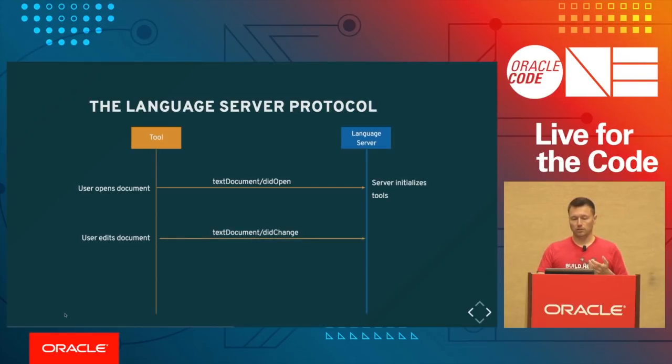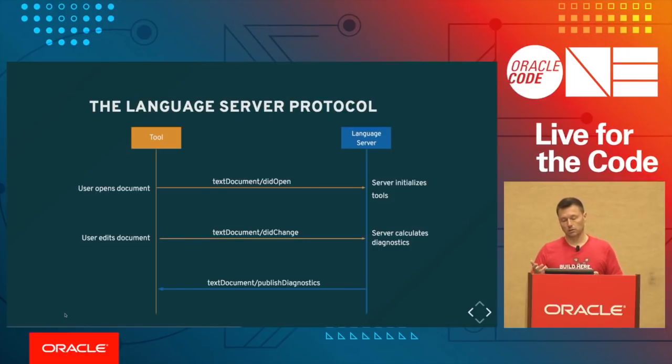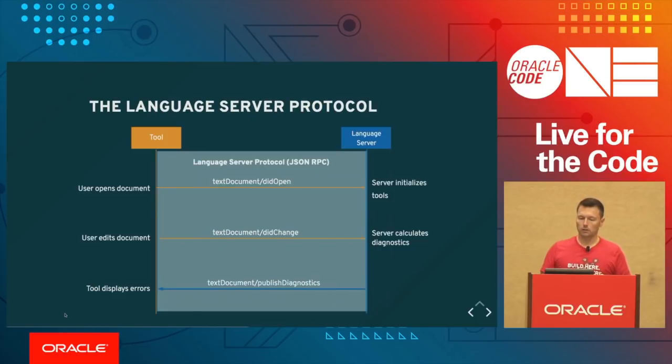And as soon as something changes in the document, the language server will get the event, and then will calculate diagnostics, for instance, and then will emit a series of events to the client to, for instance, publish diagnostics. So if you made a compilation error, the server will send that information to the tool, to the IDE, and the tool will display the errors. So all that constitutes the language server protocol as a JSON RPC mechanism.